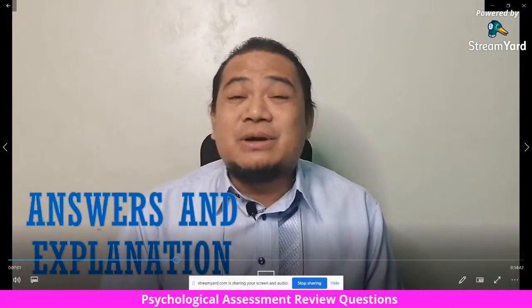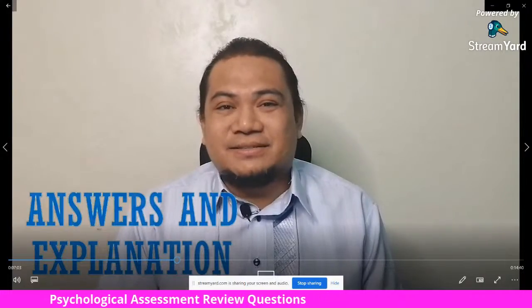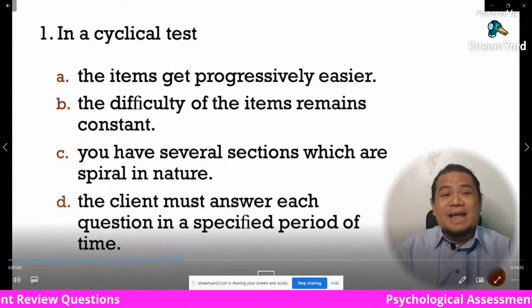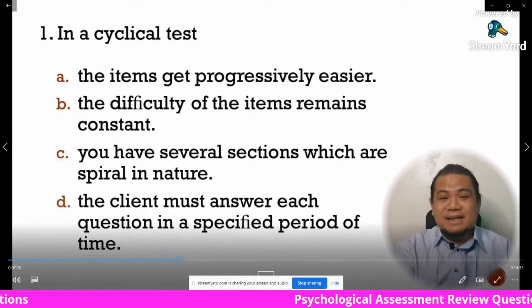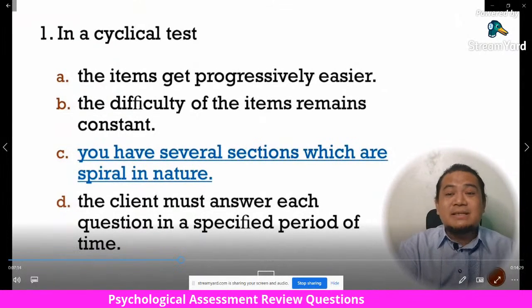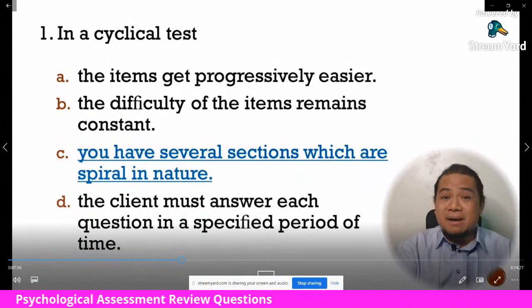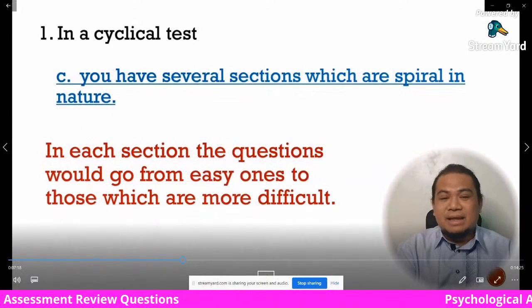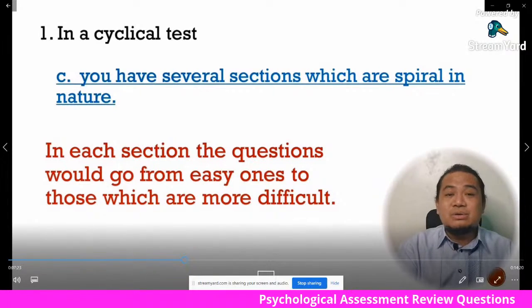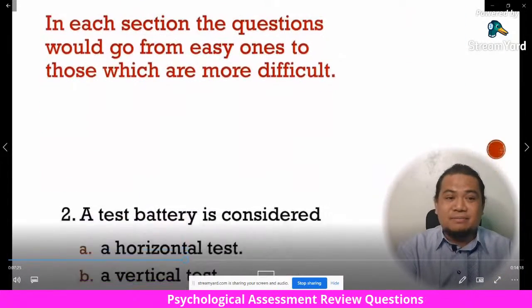And let's now proceed to answers and explanation. Number 1, a cyclical test, and the answer is letter C. You have several sections which are spiral in nature. In each section, the questions would go from easy ones to those that are more difficult.